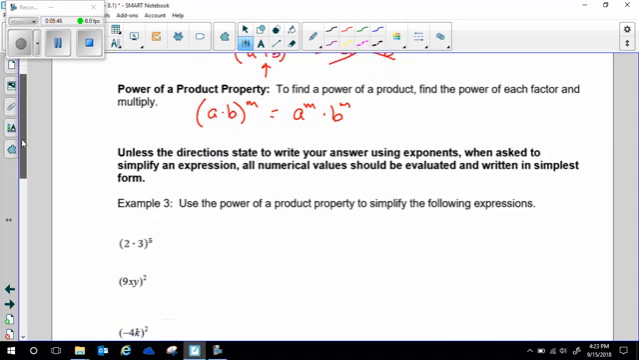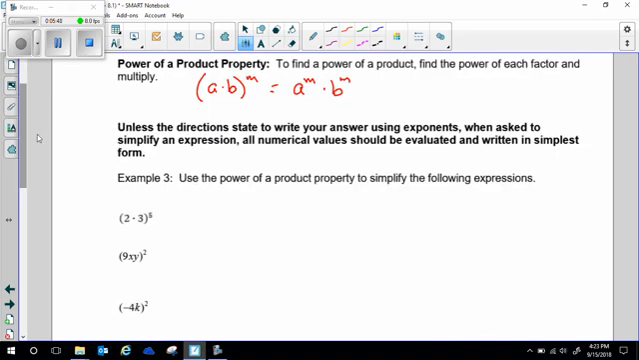Also, one other thing that I wanted to point out, right here in this bold, it says, unless the directions state to write your answers using exponents, when asked to simplify expressions, all numerical values should be evaluated and written in simplest form. So make sure you are evaluating your exponents as much as you can, unless it says to write your answer using exponents.